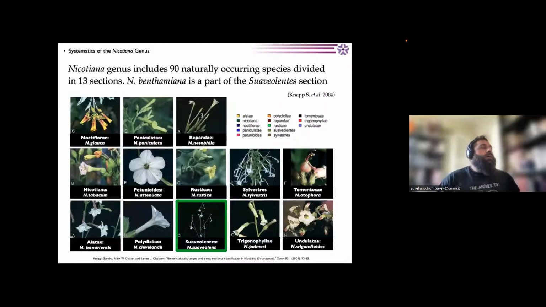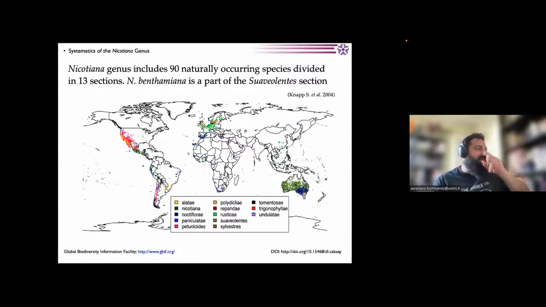As some of you know, the genus includes around 90 naturally occurring species divided into 13 sections. And Nicotiana benthamiana, for example, is in the Suaveolentes section. I said 90, but maybe next year it is going to be 95 because new species were discovered last year. If we look at the distribution of Nicotiana, as I said, you can find some in Europe, but most of them are escapes. Mostly it is in the Americas and also Australia and some in Africa.